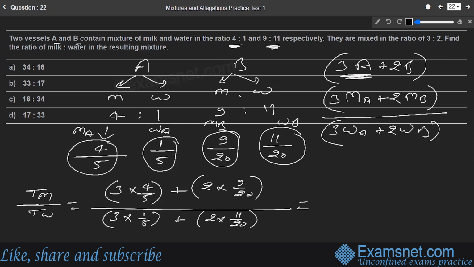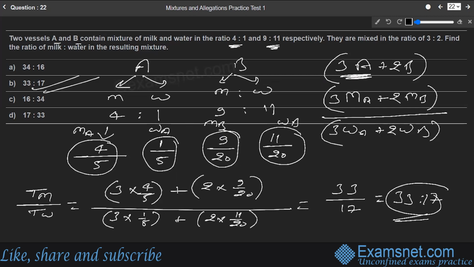If we solve this further, the ultimate value comes out to be 33 divided by 17, which can be written as 33 is to 17. So that should be the final answer. 33 is to 17, which is available in option number B.